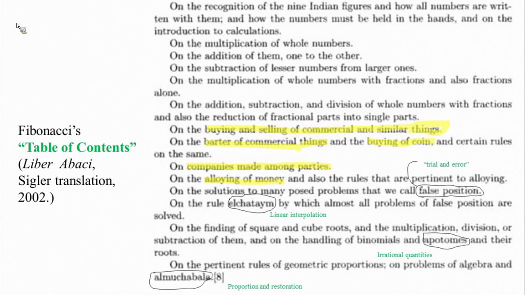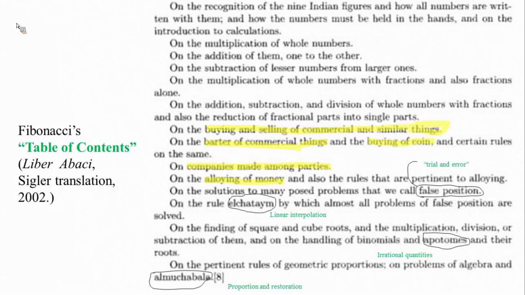On the finding of square and cube roots. Now remember, this is without a calculator. Square roots and cube roots he could find using these algorithms developed by the Arabs and probably the Chinese as well. And the subtraction and handling of binomials and apotums. Apotums are irrational quantities because the Greeks knew about irrational numbers, root 2, right? So these guys knew about irrational numbers.